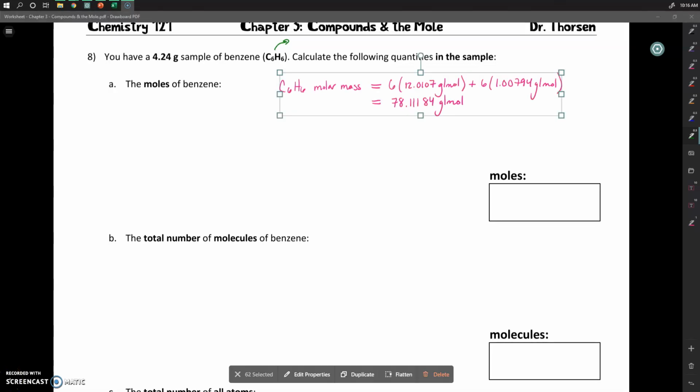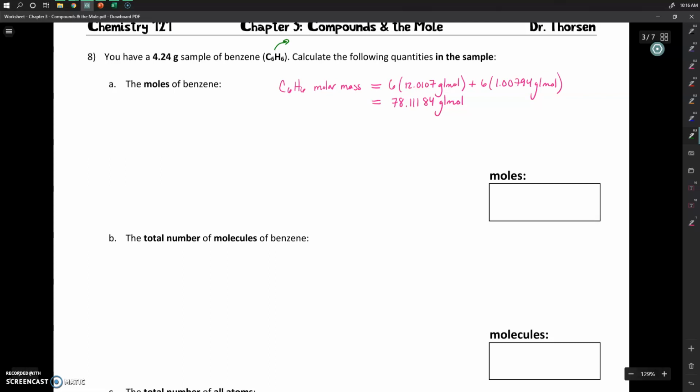We can calculate the molar mass by simply taking the number of atoms of each element in the molecule, finding their molar mass from the periodic table, and multiplying their molar mass by the number of that element. So what I've got written out here is 6 times 12.0107 grams per mole, because this is the mass per mole of carbon, and in 1 mole of this compound we've got 6 moles of carbon. That's what the 6 is telling us.